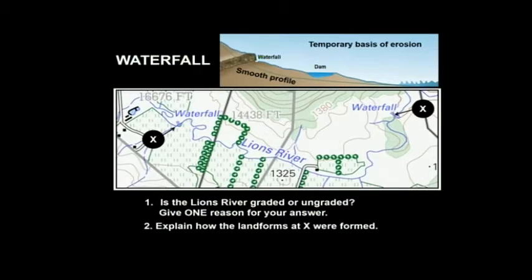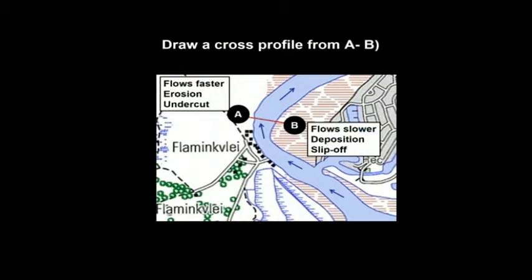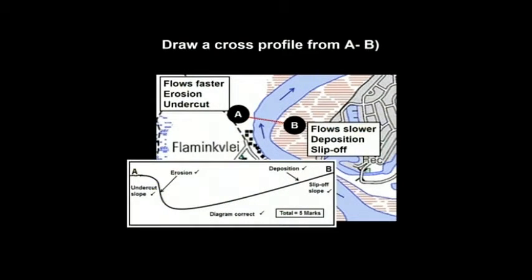All right. Now, another popular question that they ask is to draw cross profiles from A to B. We've done this in the first quarter, so I'll just go through this as quickly as possible. You must know where's your undercut slope, right? You must know where's your slip-off slope, and you must know that this is what it looks like from A to B. I know that is the direction in which the river flows.